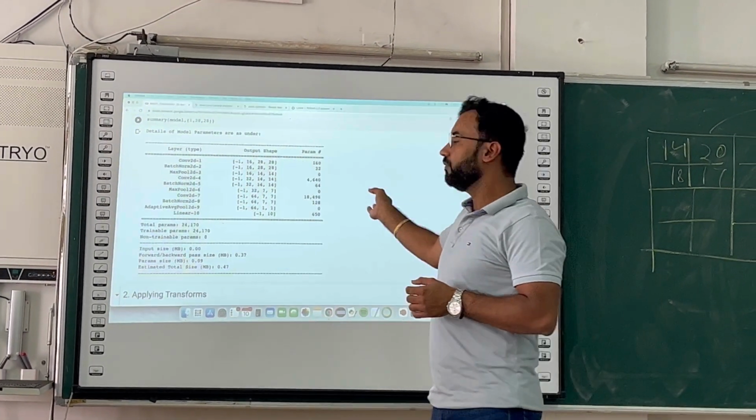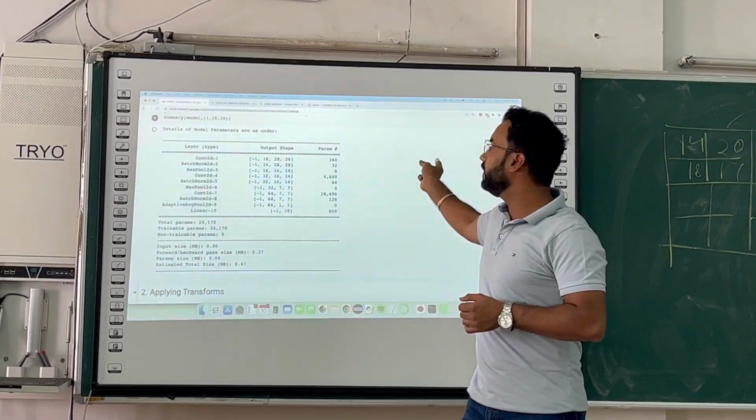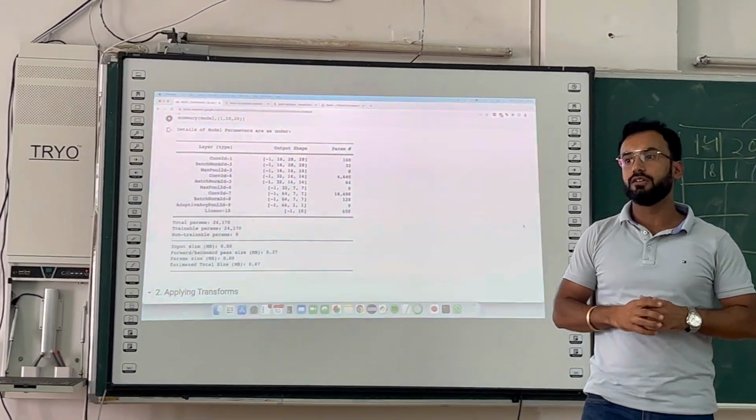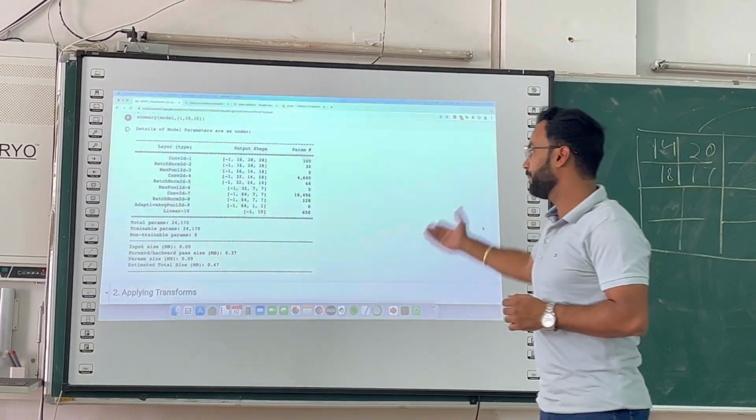The lowest one, which we made as the smallest, was showing somewhere around 18,000, and for the largest one, where we have included 5 convolution layers, the parameter number was going up to 68 lakhs. So there is a huge difference, so you can make out how it will impact the accuracy also.